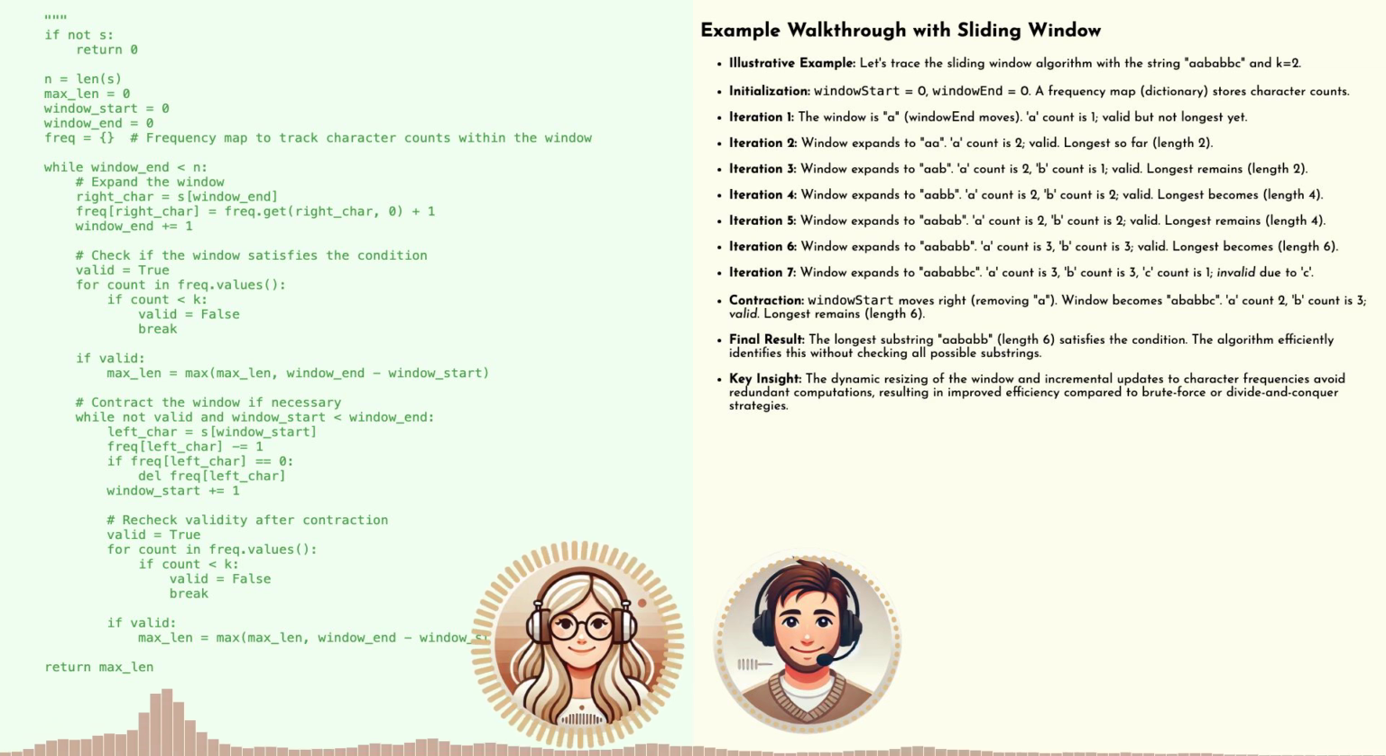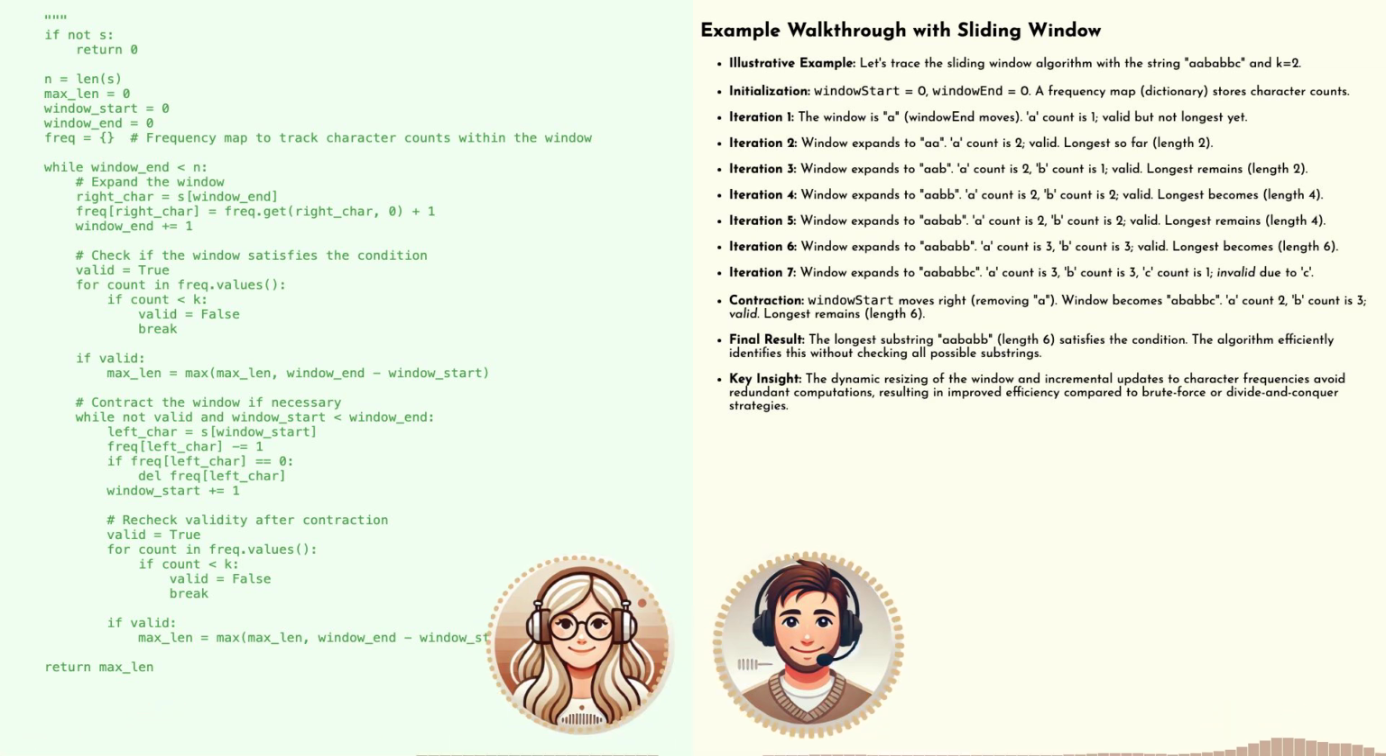We expand the window, we move window end one step to the right. Okay, so now our window covers AB, right? 1 A and 1 B. Still not enough repetitions. Let's keep expanding. Okay, moving window end again. Our window now includes ABC. So we've got 1 A, 1 B, and 1 C. Still waiting for that repetition threshold of 2.